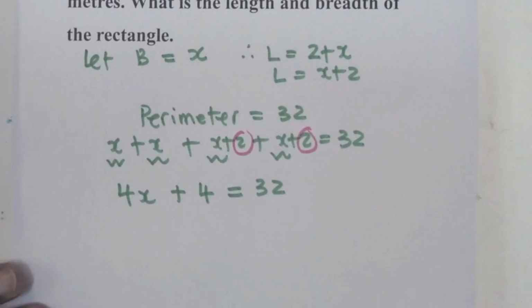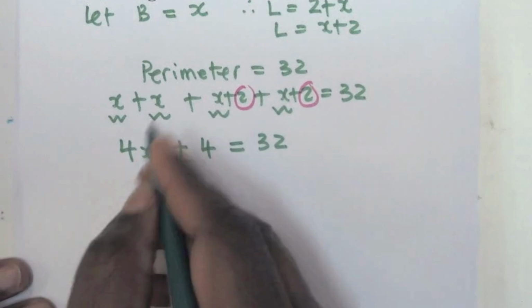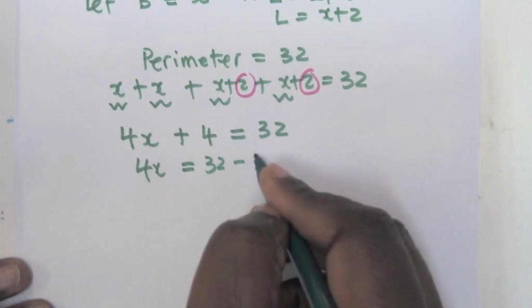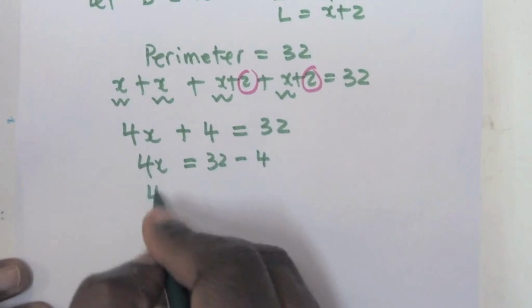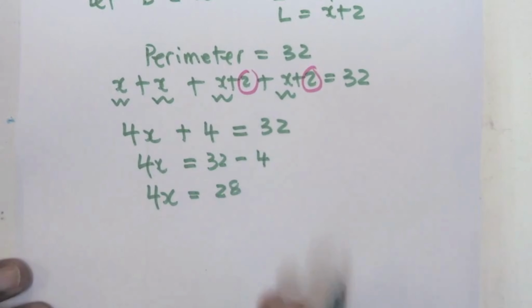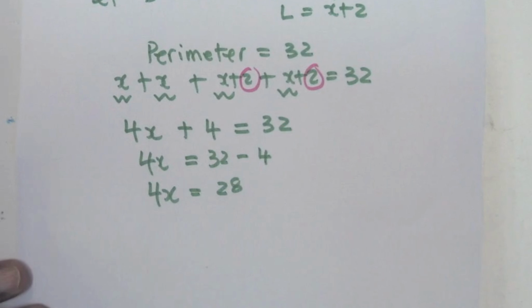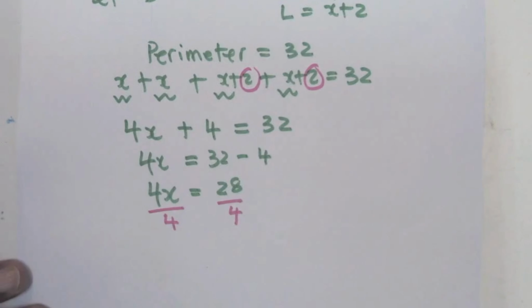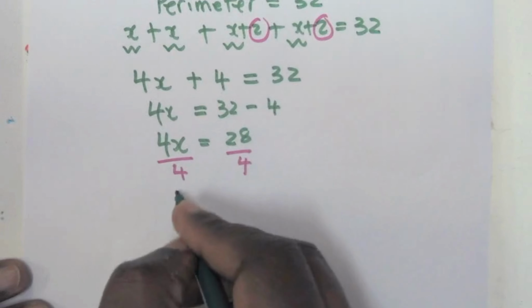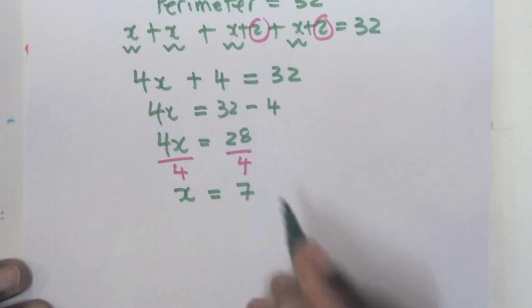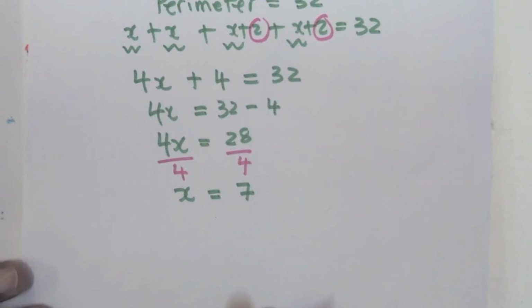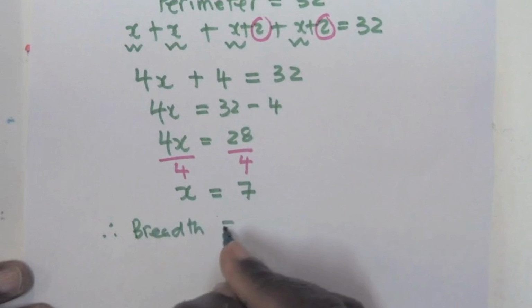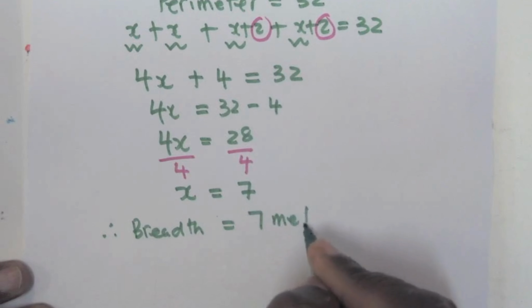Now that I've set up my equation, I can solve for x. So I'm going to say 4x is equal to 32 minus 4. 4x is equal to 28. I can now divide both sides by 4. On this side here, I'm going to get x is equal to 7. Then I have to make my conclusion. Therefore, the breadth is equal to 7 meters.